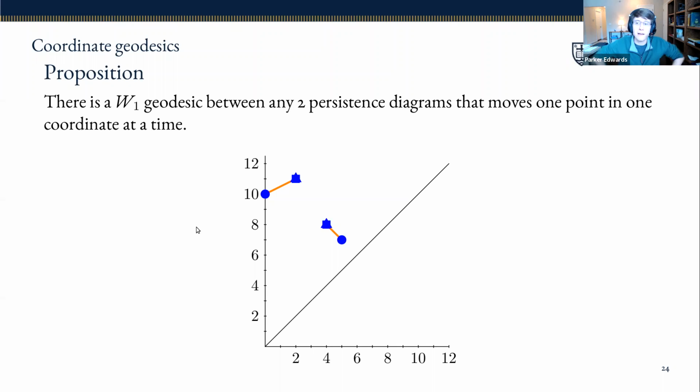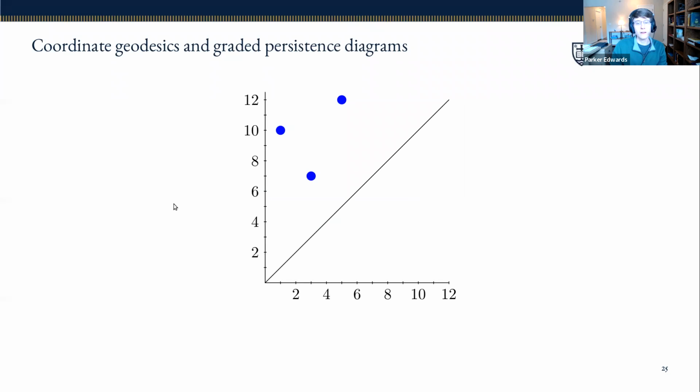So that's the first step in breaking down. This tells you what our nice geodesics are going to look like initially. So we'll call these coordinate geodesics. Now once we have these coordinate geodesics in hand, we need to characterize what happens to graded persistence diagrams as you move along a coordinate geodesic.